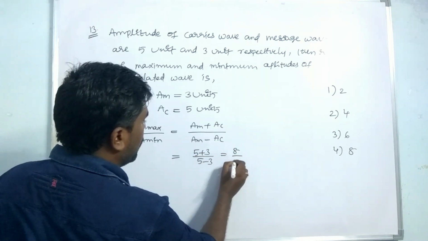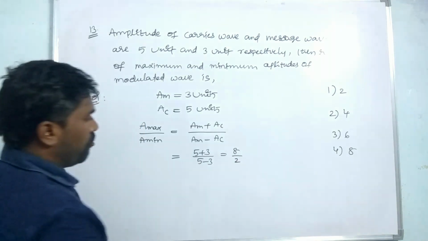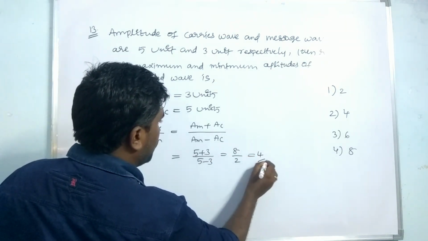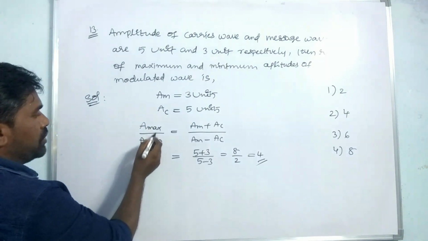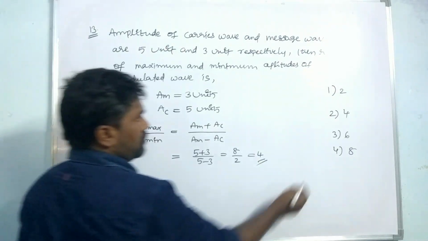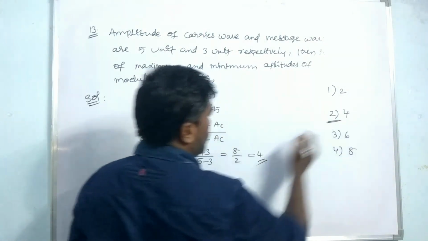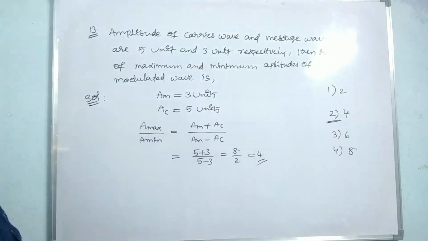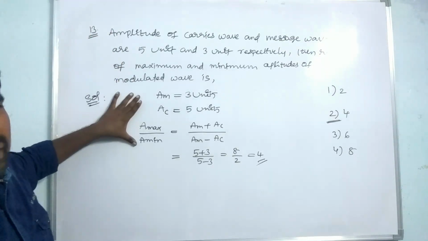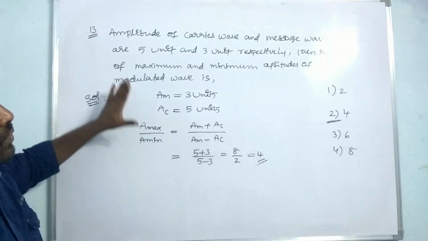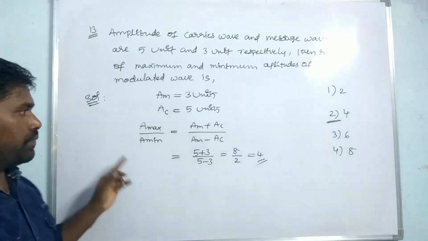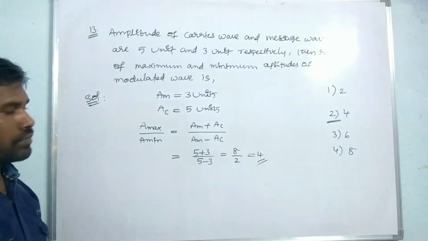It is 8 by 2 here. 8 by 2 is equal to 4. The ratio of the maximum amplitude to the minimum amplitude of the modulated wave is 4. So this is very simple. Every year there is a theory question from this chapter, but here the simple formula is the ratio of the maximum and minimum amplitudes of the modulated wave. Okay, 4 will be the answer.